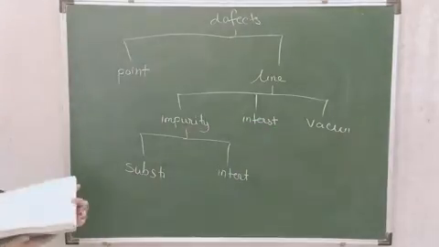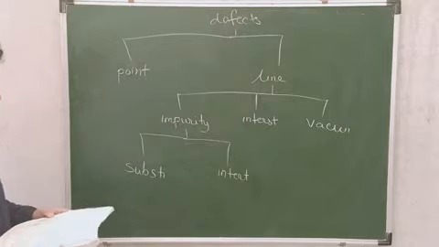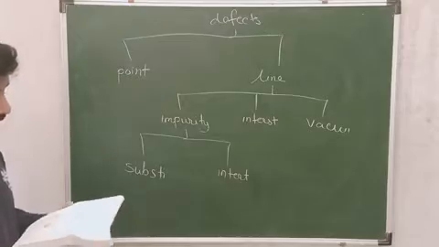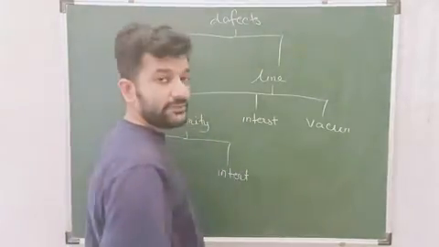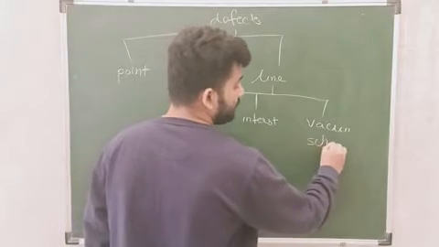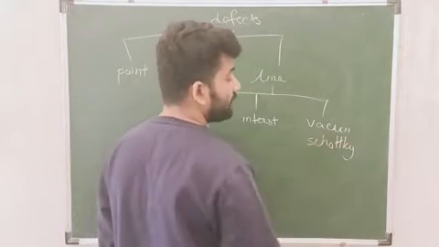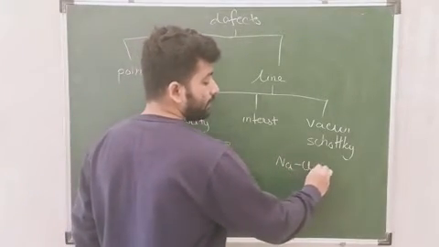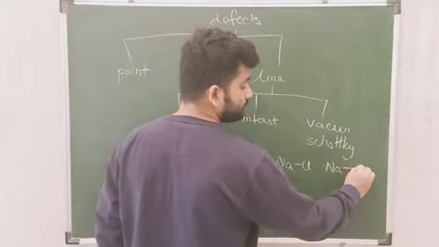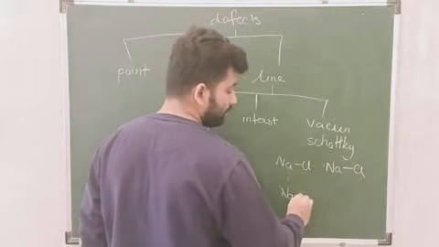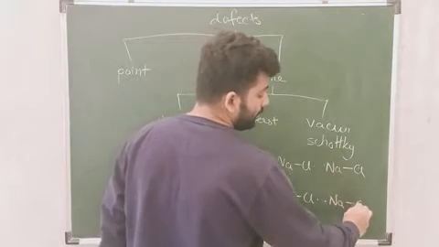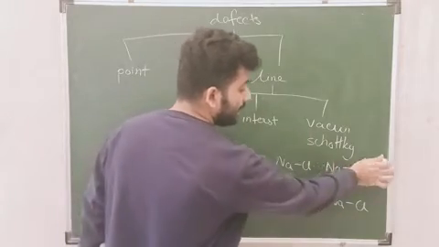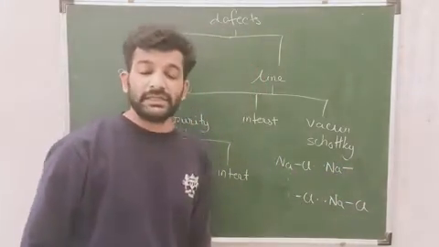So in defects there are point defect and line defect. In line defect there are three parts: vacancy defect, interstitial defect, and impurity defect. Vacancy defect is also known as Schottky defect. Schottky defect means, if I have an ionic compound, in Schottky defect what happens is that a cation and an anion are absent in that crystal.